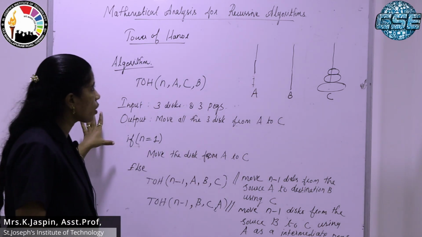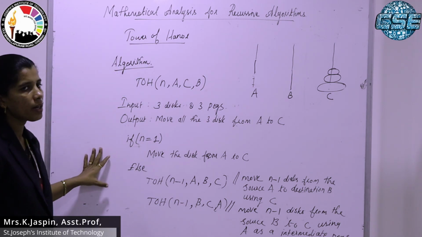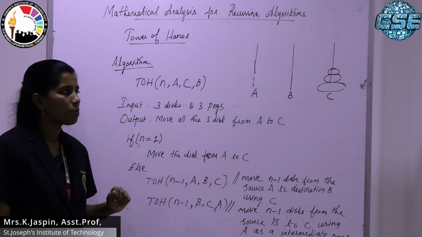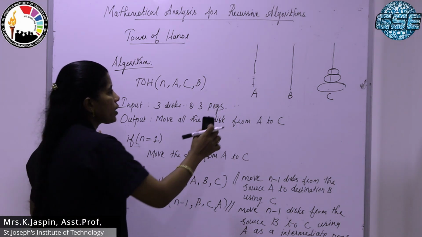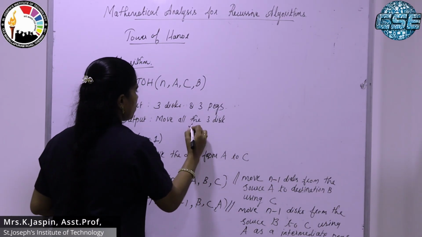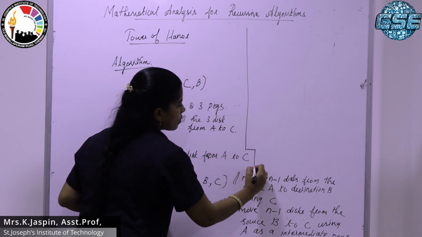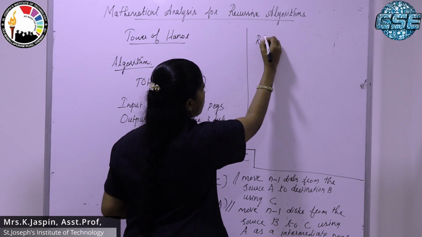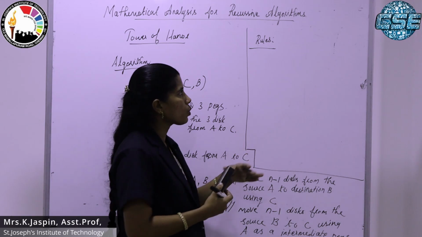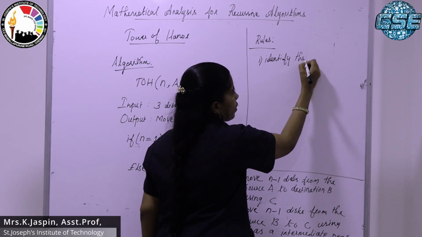So this is the algorithm for performing recursive mathematical analysis. Here we are going to calculate the time complexity for the Tower of Hanoi problem. For this, we need to consider certain rules. For the mathematical analysis of a recursive problem, we should consider certain rules. The first rule is, first we need to identify the input size.